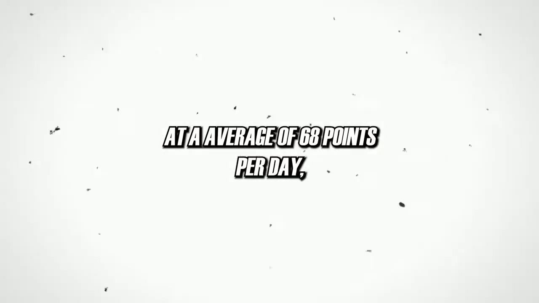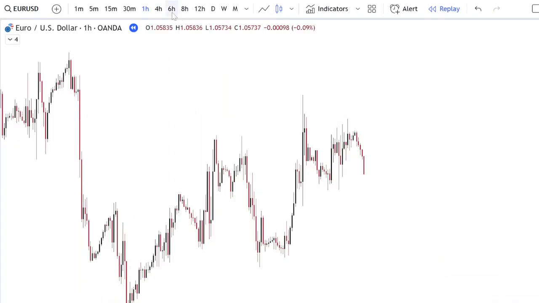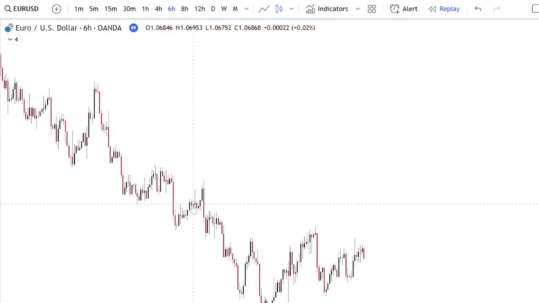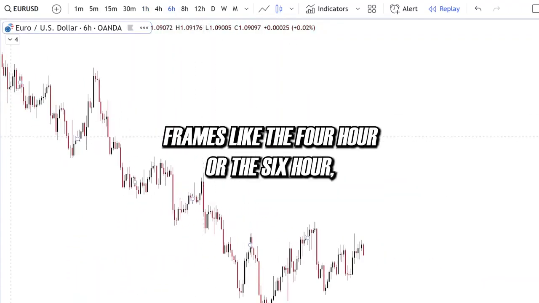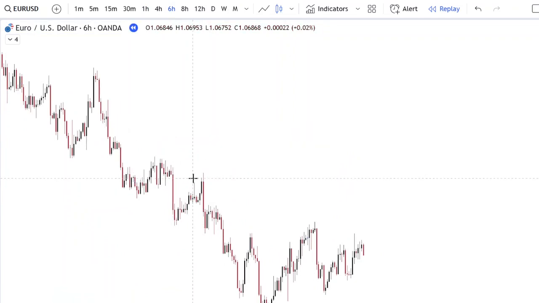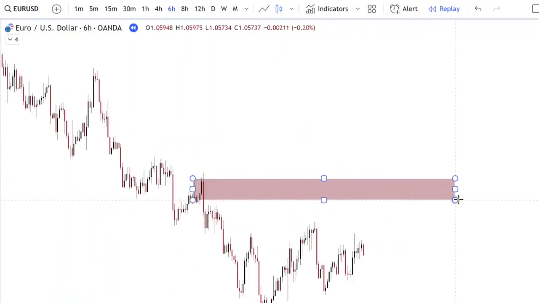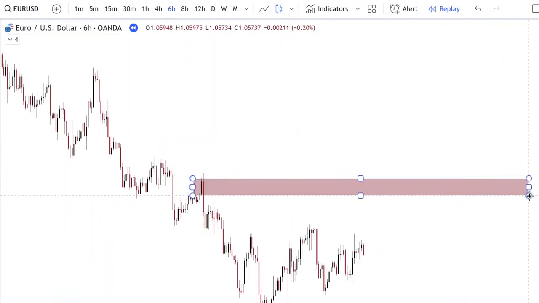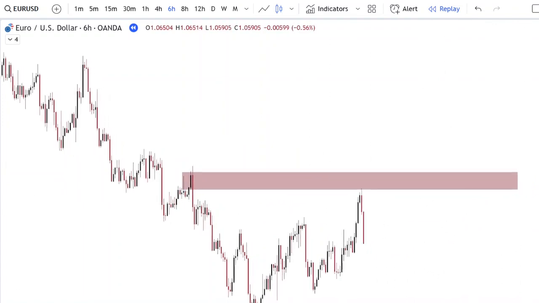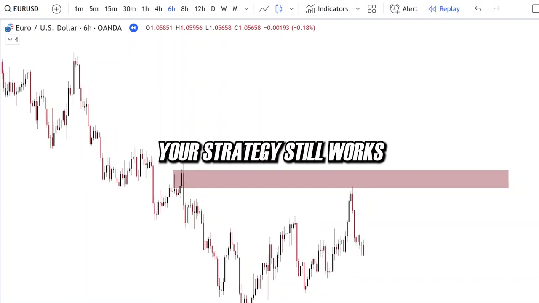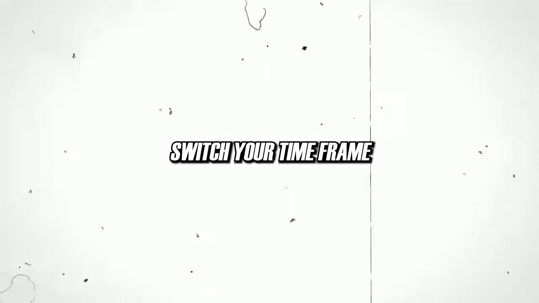So if your strategy was based on a 1 hour order block in 2021 at an average of 68 points per day, you would have to look at a higher time frame in 2022 by experimenting with different time frames like the 4 hour or the 6 hour, and find out which time frame is perfect for your strategy alongside the volume increase. So after collecting data on how the volume affected your strategy, you will find out that your strategy still works, and all you have to do is switch your time frame based on the volume.